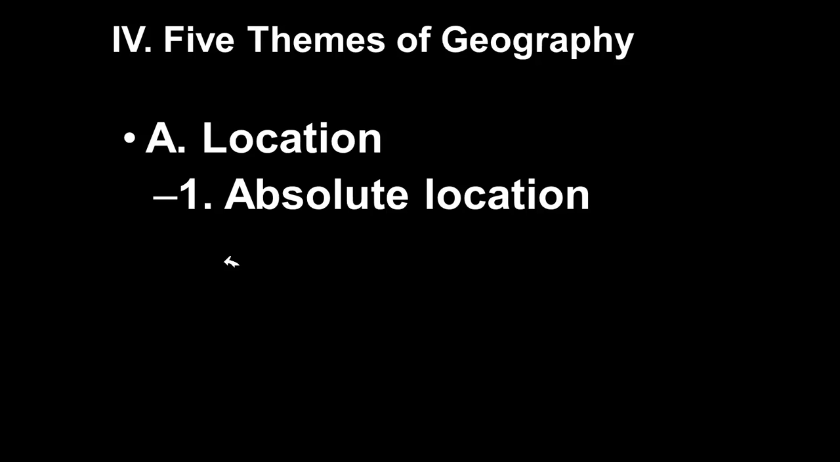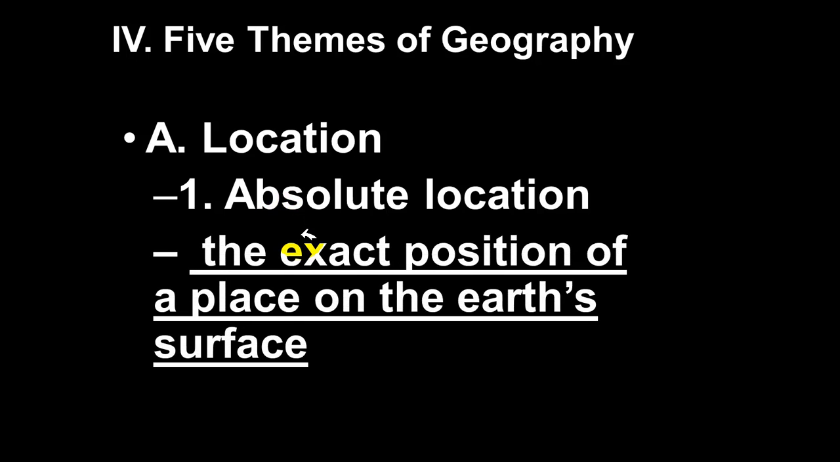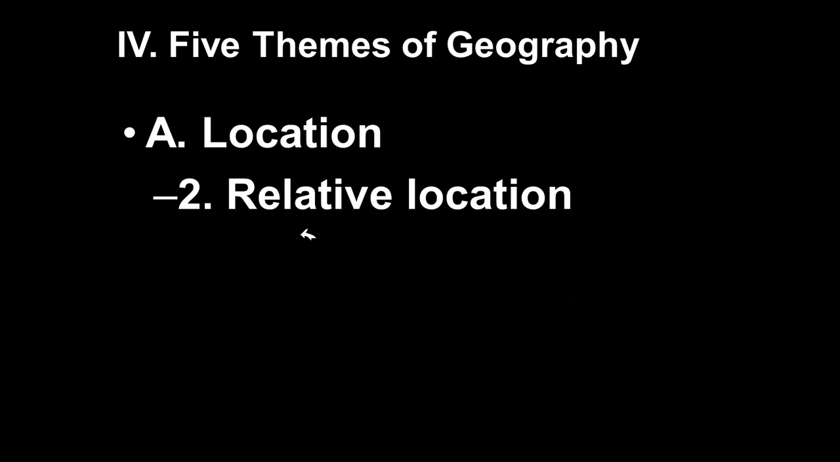There are 2 types of location. That is the absolute location, which we discussed last week. Absolute location, that is your exact location on the Earth's surface. And the relative location. The relative location is the location of a place in relation to another place.